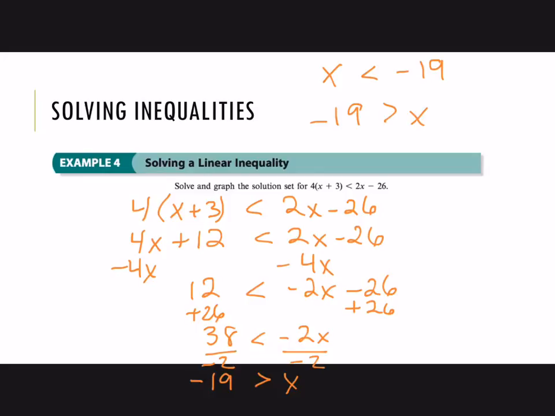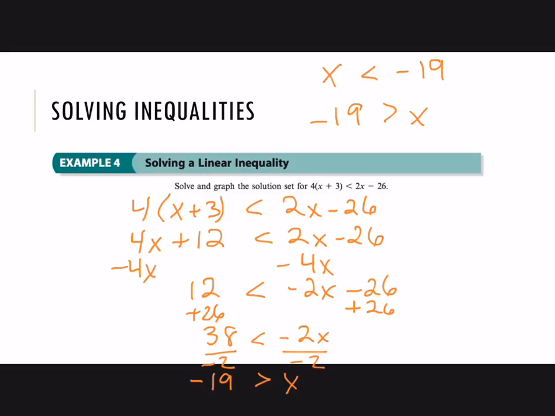Okay? So the first inequality is saying that x is the smaller thing, and the second inequality is saying that negative 19 is the larger thing. So those are compatible facts. And then you can reverse entire inequalities.